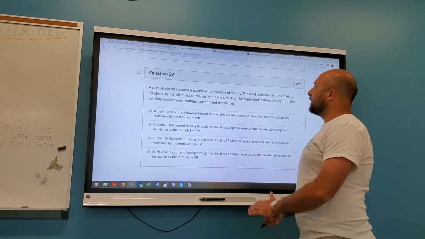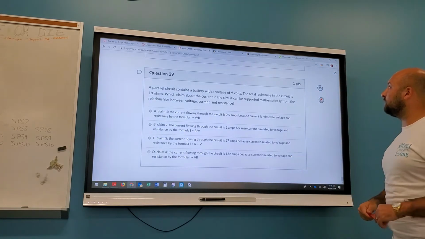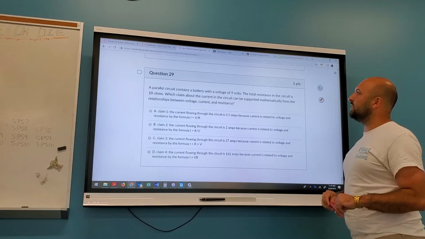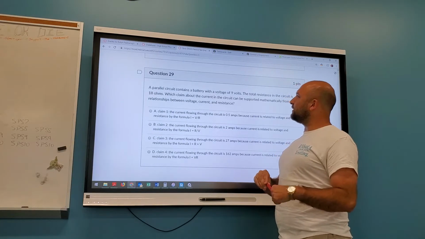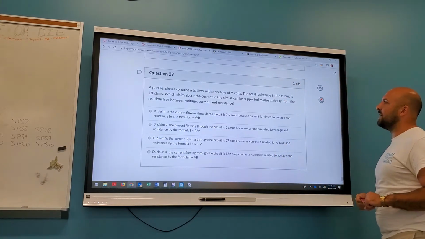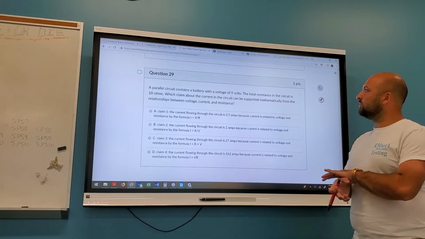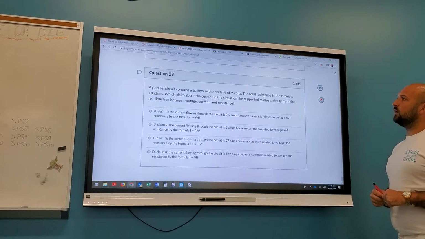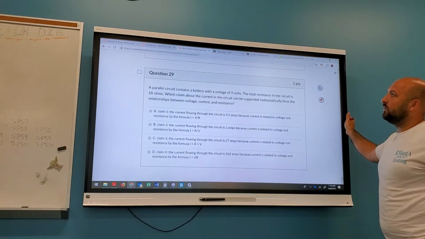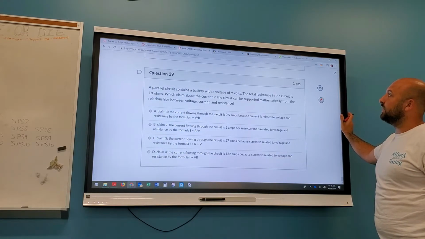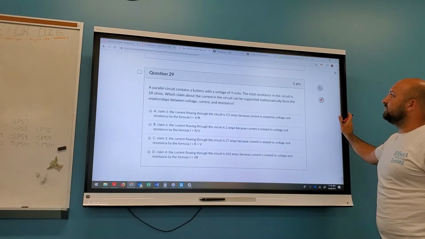Question 29. A parallel circuit contains a battery with a voltage of 9 volts. The total resistance in the circuit is 18 ohms. Which claim about the current in the circuit can be supported mathematically from the relationship between voltage, current, and resistance? So, a parallel circuit contains a battery, voltage of 9 volts. The resistance is 18. What claim can be made about the relationship?